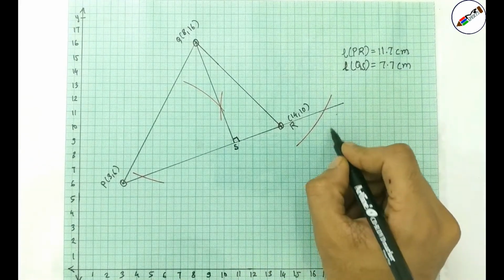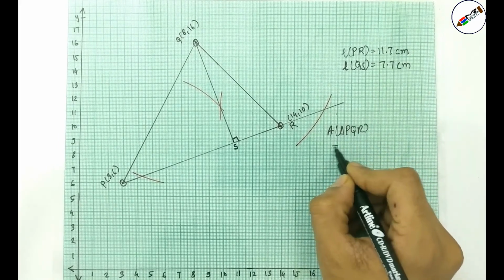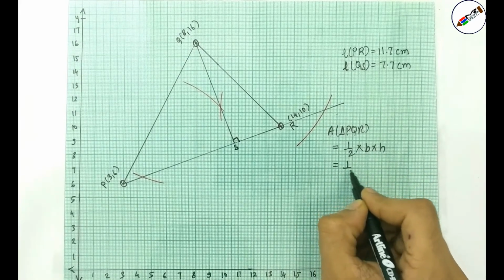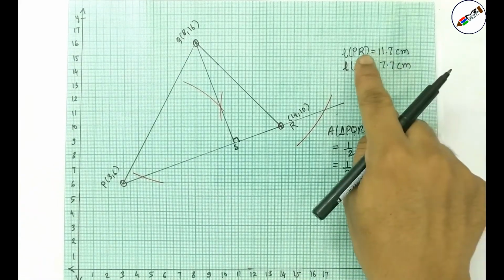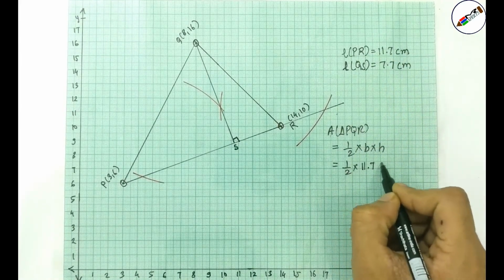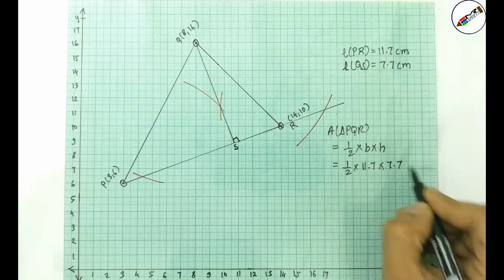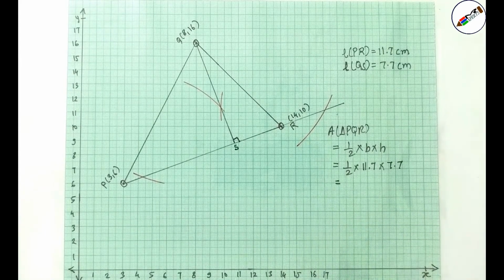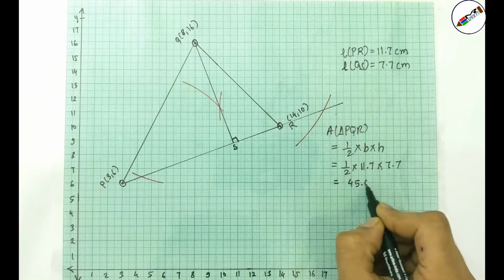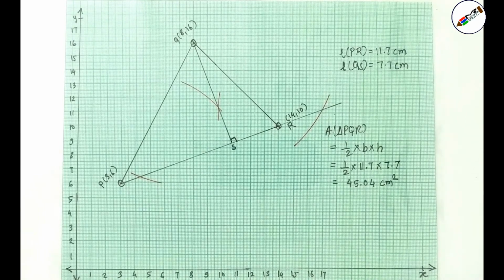Now what is the formula for area of triangle PQR? It is simply half into base into height. Now half into base. What is the base? It is PR, which is 11.7, and what is height? It is QS, which is 7.7. So when we multiply these three numbers, we get 45.04 centimeter square or square units.